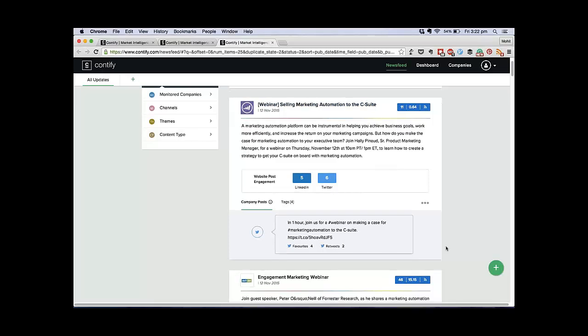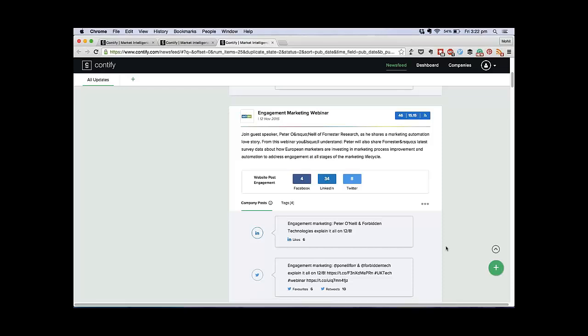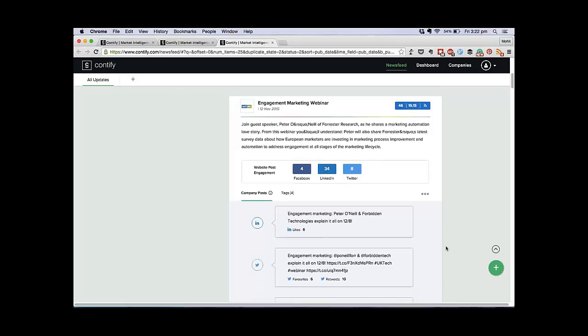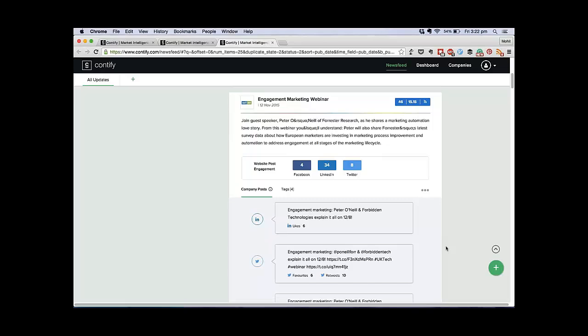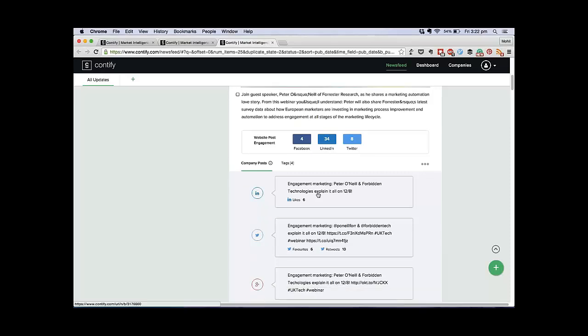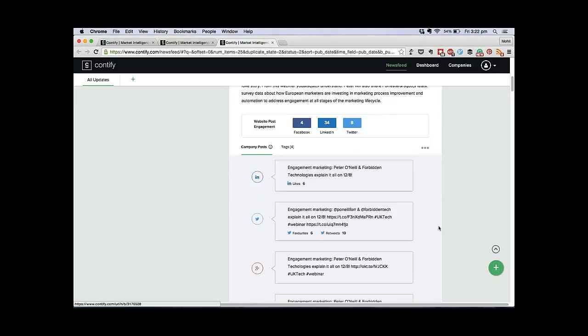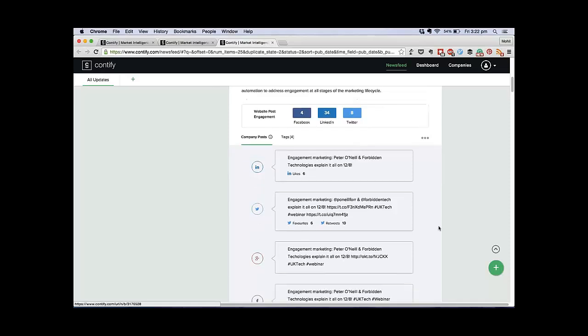Similarly, Act-On has been talking about an engagement marketing webinar, and they have promoted their webinar on LinkedIn using this. They have used Peter O'Neill and Forbidden Technologies explain it all. On Twitter, they have explained what engagement marketing is, and they have used the handles of the people and the company we're going to speak about.